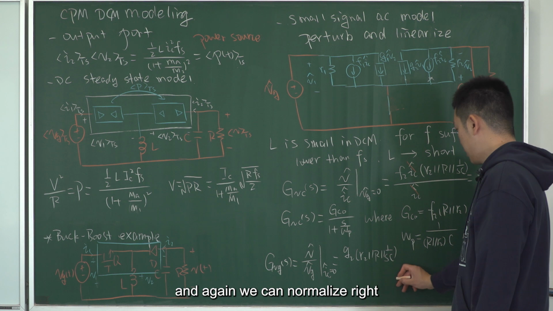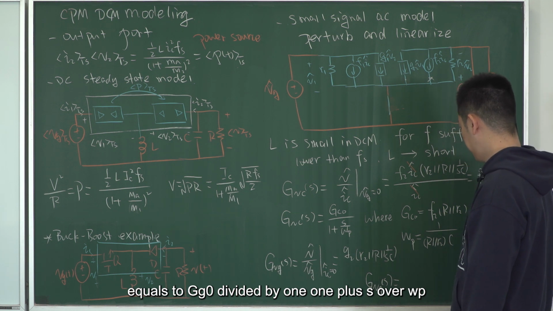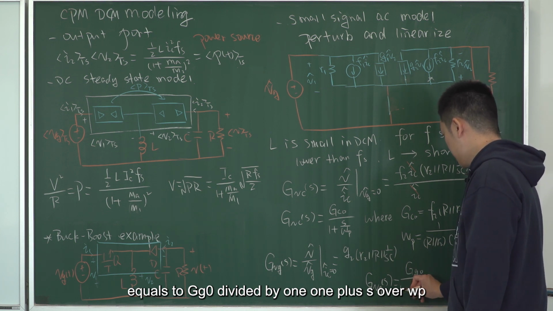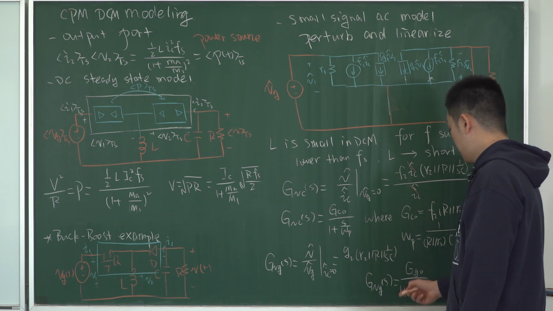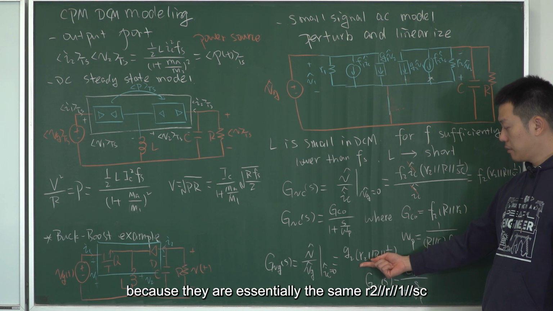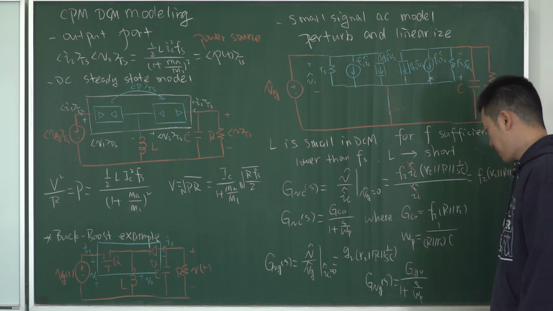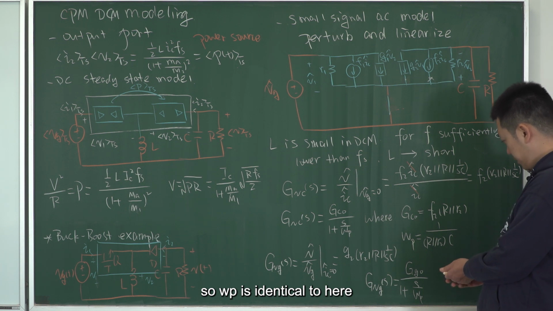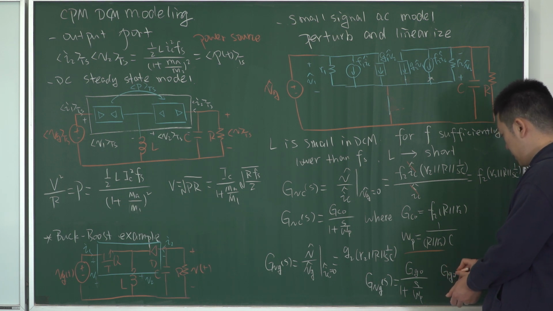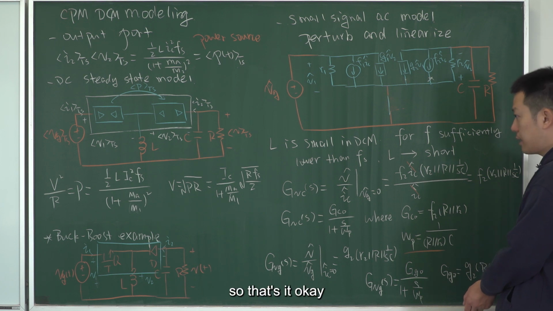And again, we can normalize it in the standard format, equals G0 divided by 1 plus S over omega P. So the pole position will be identical to the GVC because they are essentially the same, right? R2 parallel with R parallel with 1 over SC. Only difference is this coefficient, F2 and G2. So omega P is identical to here. And we just need to check the G0. G0 will be equal to G2 times R parallel with R2. So that's it.